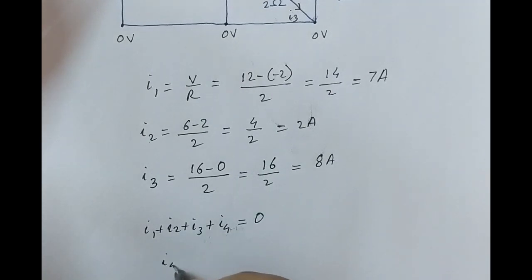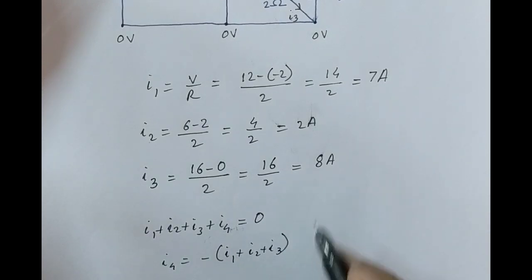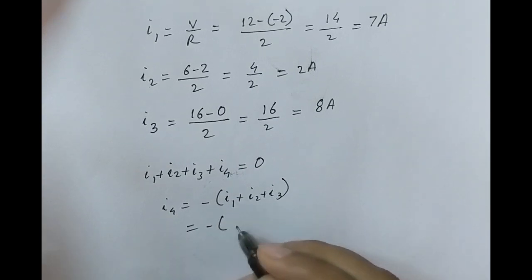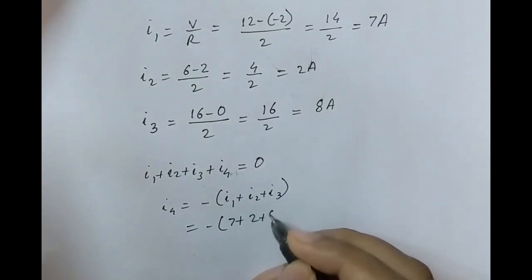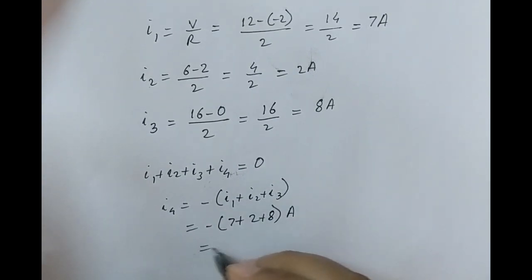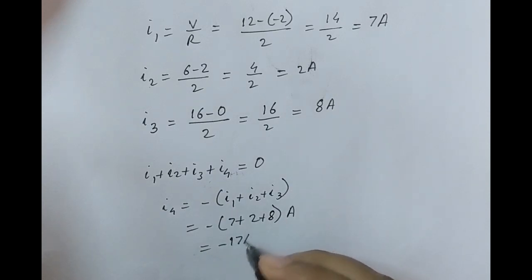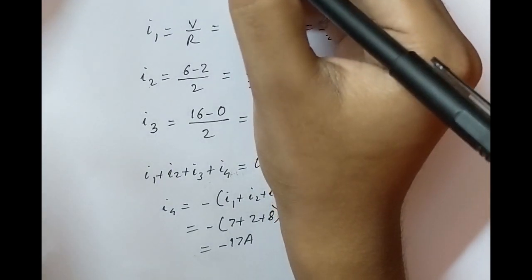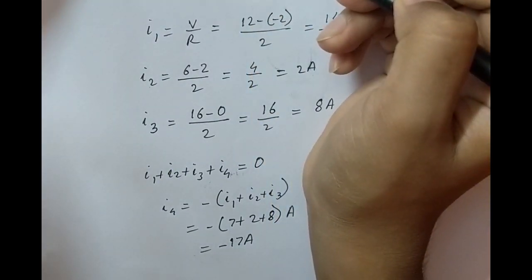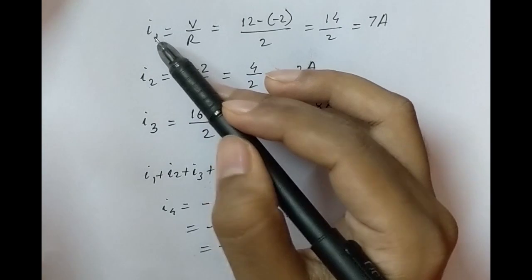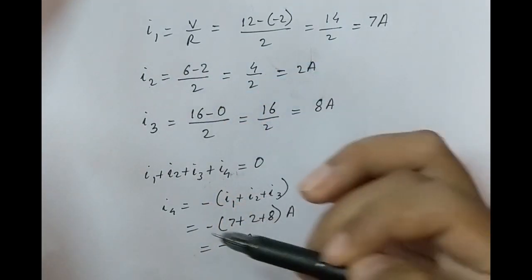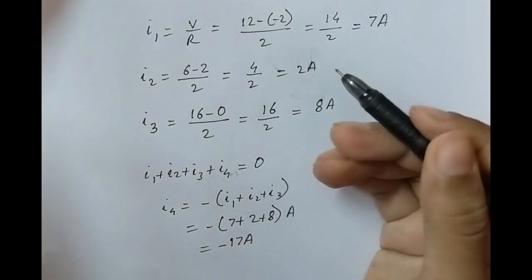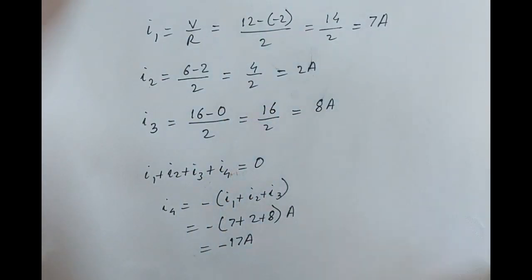So I4 is just minus of I1 plus I2 plus I3. If you put all the values, you will get it as minus 7 plus 2 plus 8 amperes, that is minus of 17 amperes. The negative sign here demonstrates that I4 actually flows in the opposite direction to which I have taken it. So we just got the 4 values of the current, I1, I2, I3 and I4. Let's move to the next question where we solve a similar sum again.